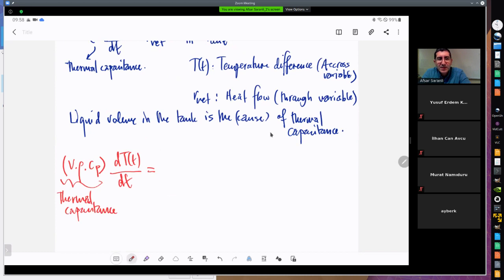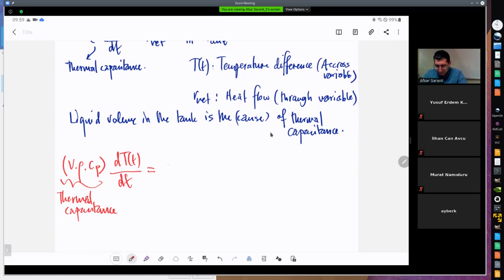The outlet of the tank, liquid is going out, and the liquid has a certain temperature T, so that carries out a certain amount of thermal energy with it. Okay, so we have two sources of incoming heat energy, and one source of outgoing heat energy. So let's try to write them down.